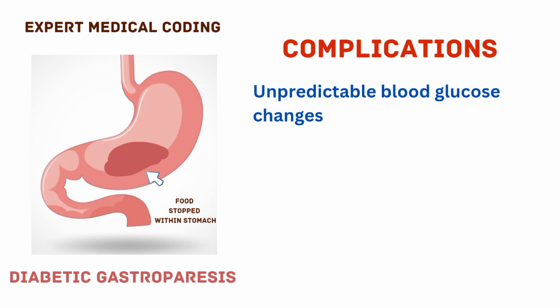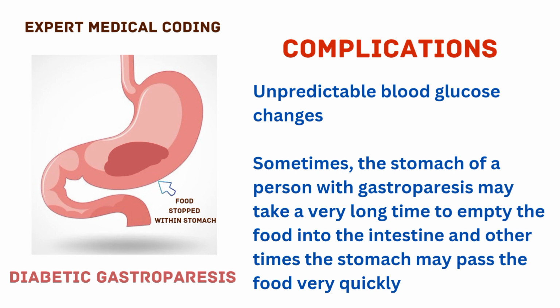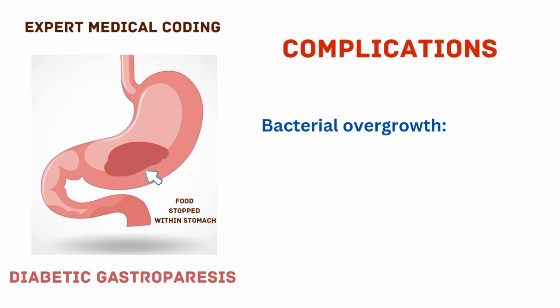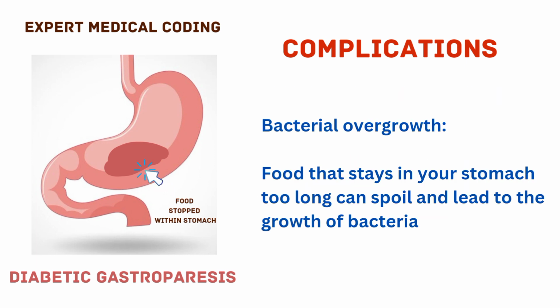The next complication is unpredictable blood glucose changes. Sometimes the stomach of a person with gastroparesis may take a very long time to empty the food into the intestine, and other times the stomach may pass the food very quickly. This unpredictability makes it difficult for someone with diabetes to know when to take insulin, meaning their blood sugar levels may get too high or too low at times. The next complication is bacterial overgrowth. Food that stays in your stomach too long can spoil and lead to the growth of bacteria.